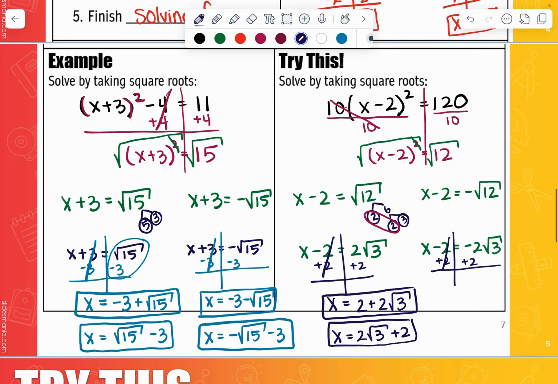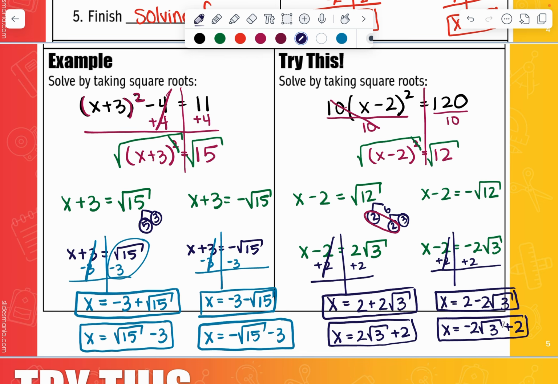On the other side, we will have x equals 2 minus 2 square roots of 3. Or we will be left with x equals negative 2 square root of 3 plus 2. Either one works just fine for me.